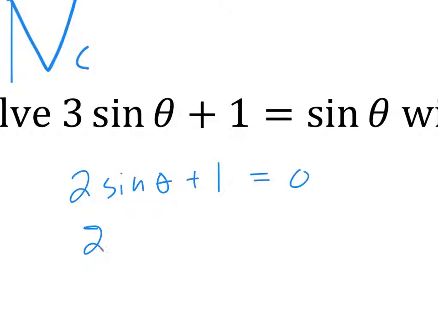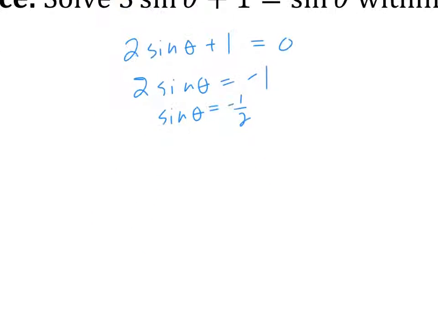Minus 1, so 2 sine theta equals minus 1. And then what? Divide by 2: sine theta equals minus 1/2. Now, minus 1/2 is a special number, which means you should use your knowledge of the unit circle to find it. I'm going to leave this one and not solve it because I'm sure you can do this. Let's do a harder one.